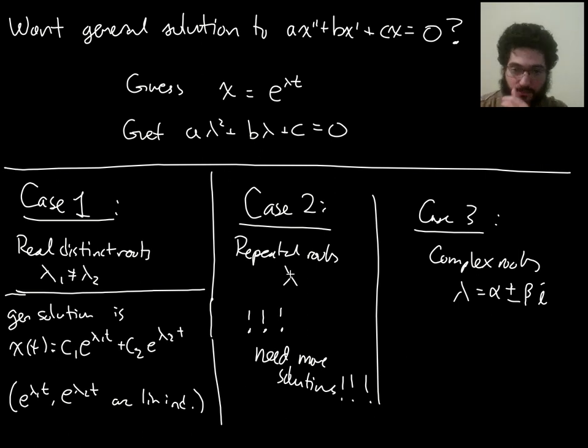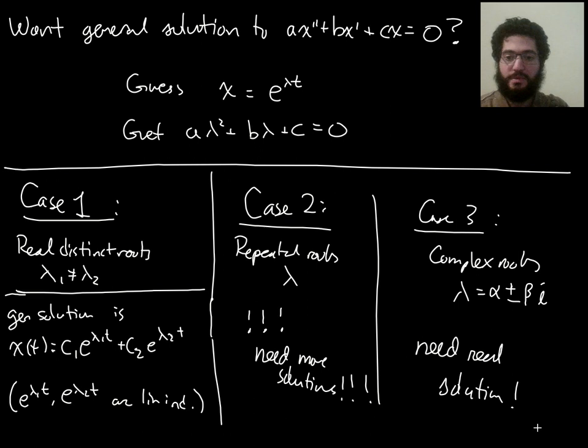And then with complex roots, actually, we will get this to work nicely. These will be linearly independent, but the problem is we wanted a real solution, and we're going to end up getting a complex valued function. So we need a real solution. That will be the problem there.